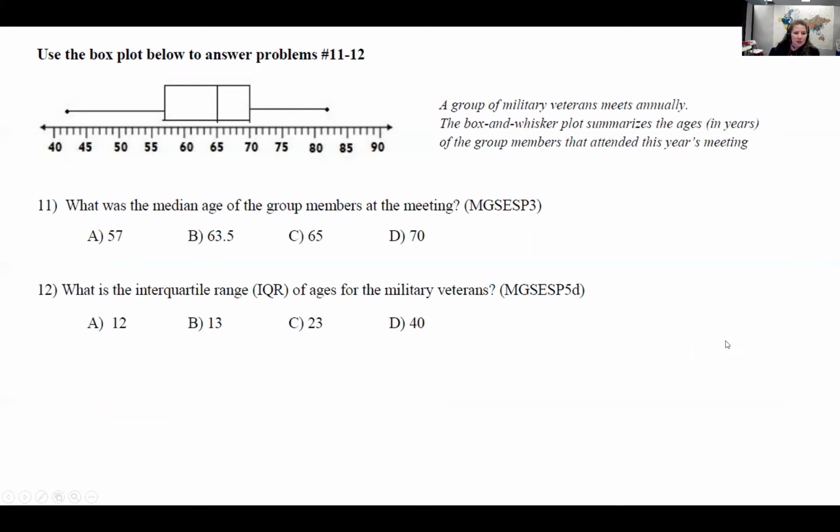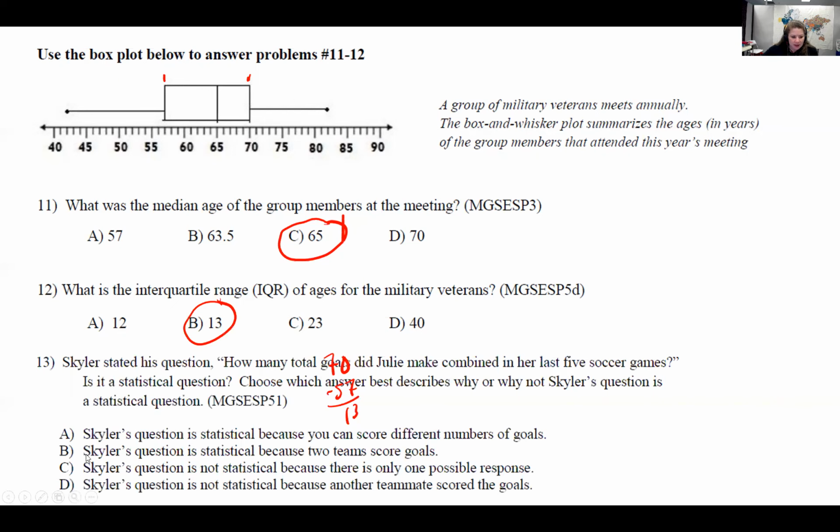All right, according to this box and whisker plot, this is a group of military veterans that meet annually. These are their ages in years. What is the median age of the group members? So it looks like it's right on 65. The line through the box is the median. What's the interquartile range? So we're going to subtract the lower quartile from the upper quartile. So the upper quartile is 70 minus 57, right? So 3, 13. The interquartile range is 13.